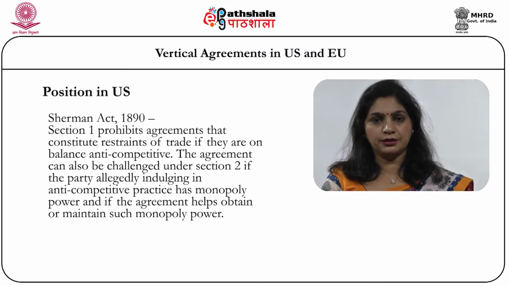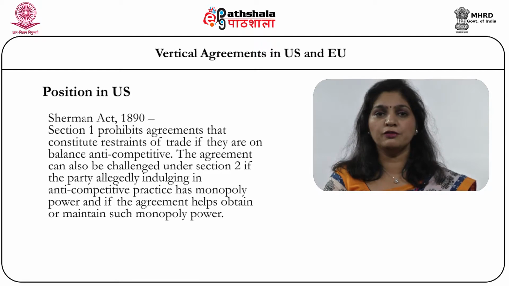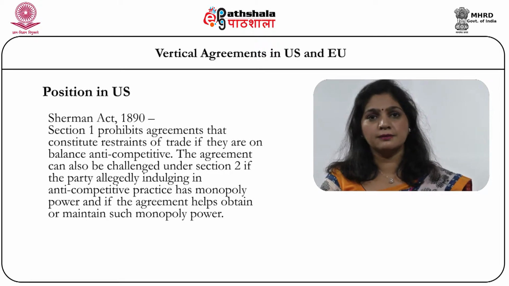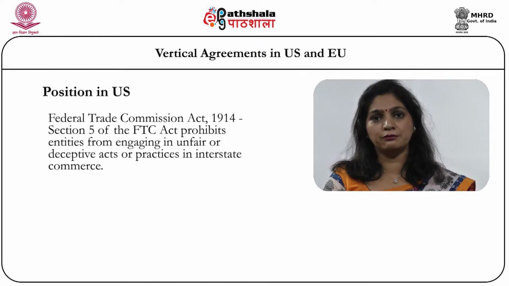Sherman Act 1890, Section 1 prohibits agreements that constitute restraint of trade if they are on balance anti-competitive. The agreement can also be challenged under Section 2 if the party allegedly indulging in anti-competitive practice has monopoly power and if the agreement helps obtain or maintain such monopoly power. Federal Trade Commission Act 1914, Section 5 prohibits entities from engaging in unfair or deceptive acts or practices in interstate commerce.